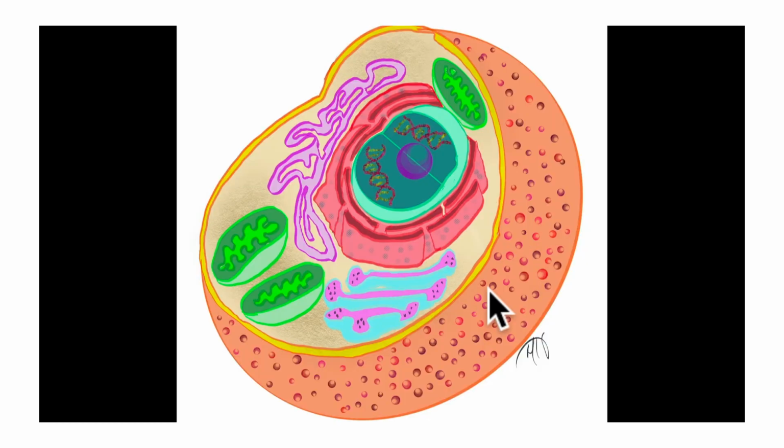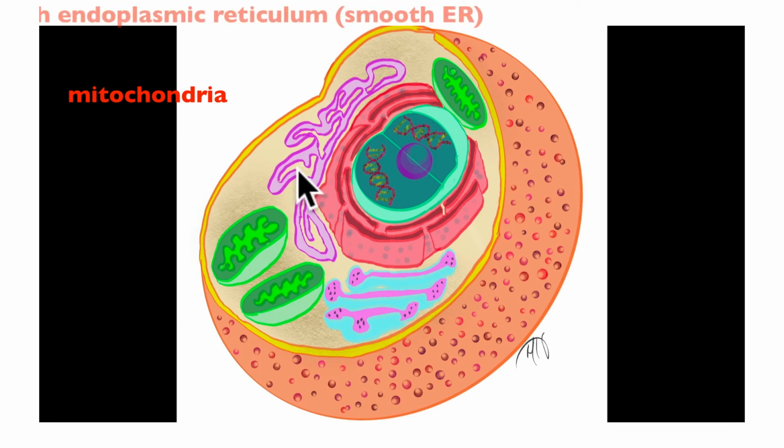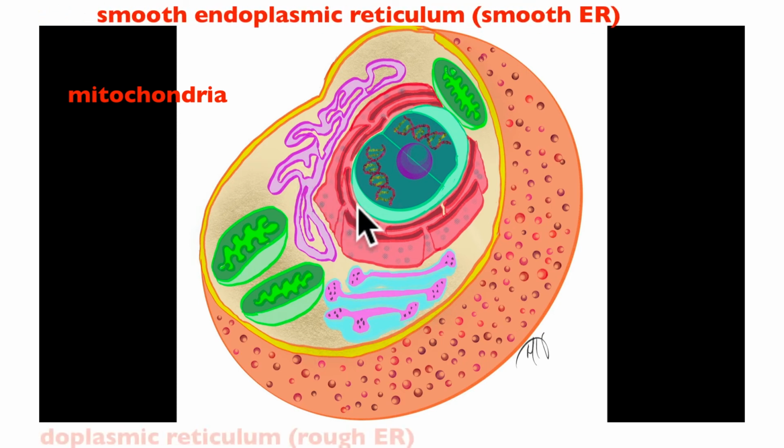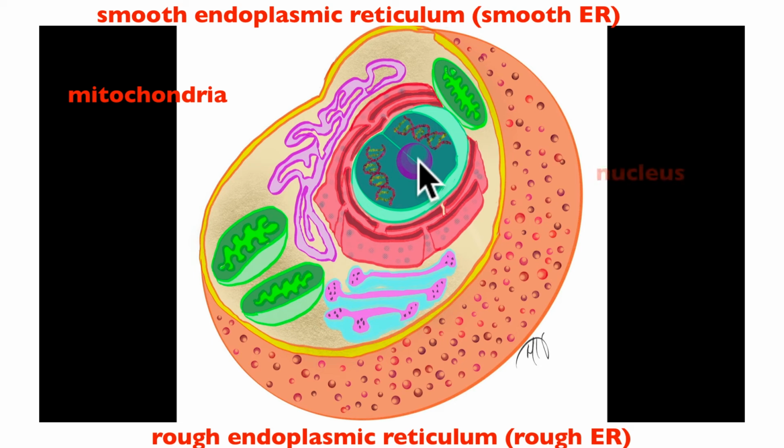That is the plasma membrane. Everything within the plasma membrane, once again, is the cytoplasm, which is occupied by organelles. So in this particular cell, I don't have all the organelles represented, but we have mitochondria, smooth endoplasmic reticulum, rough endoplasmic reticulum, the nucleus with the nucleolus right in the center.